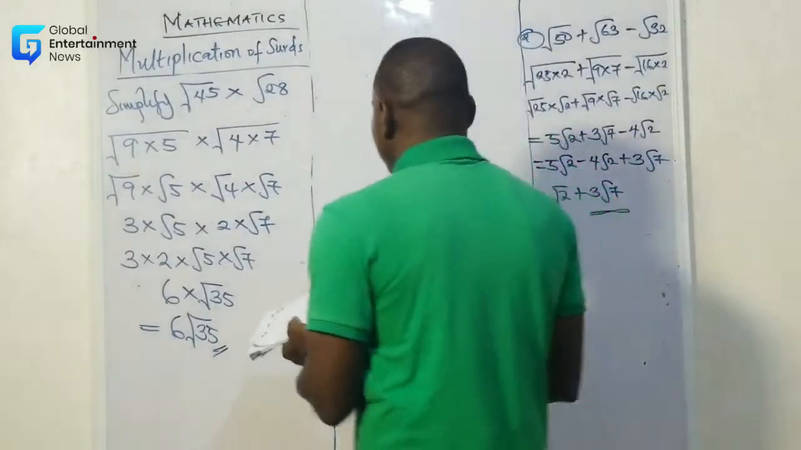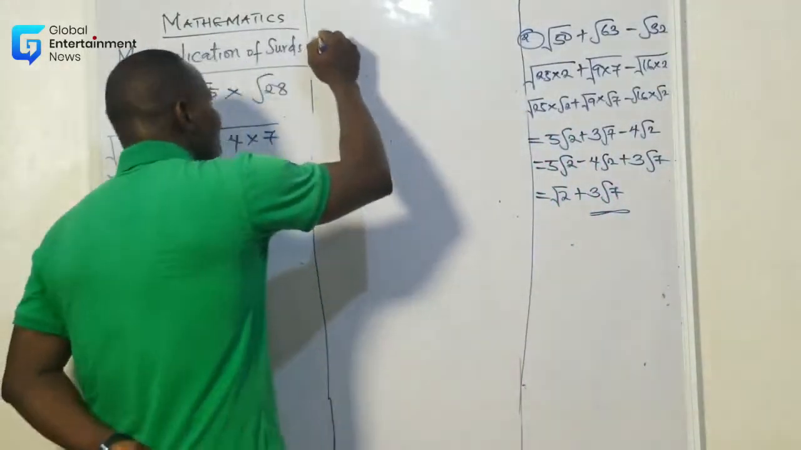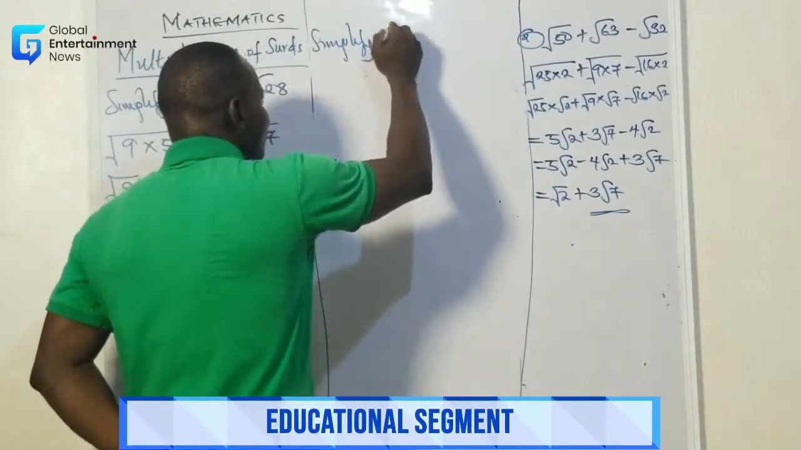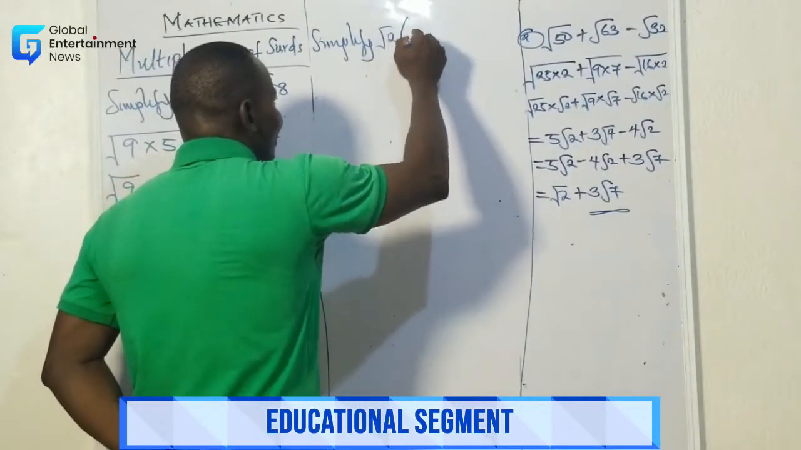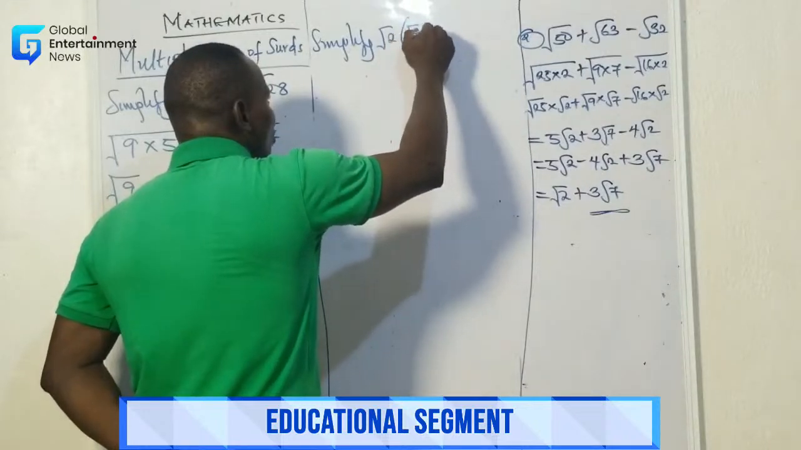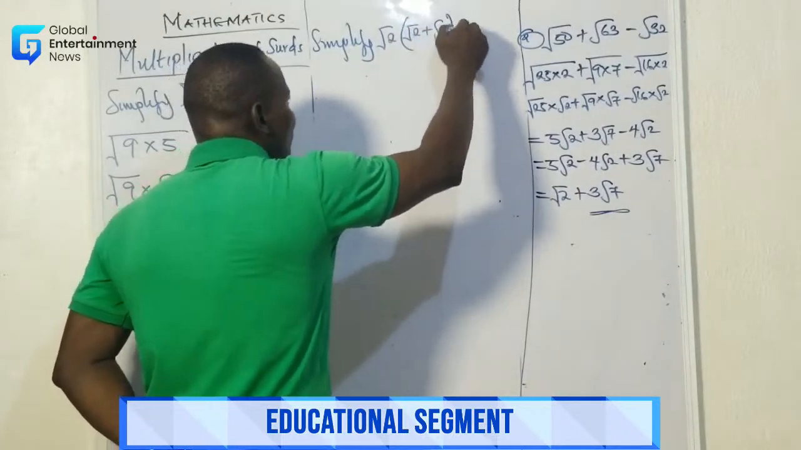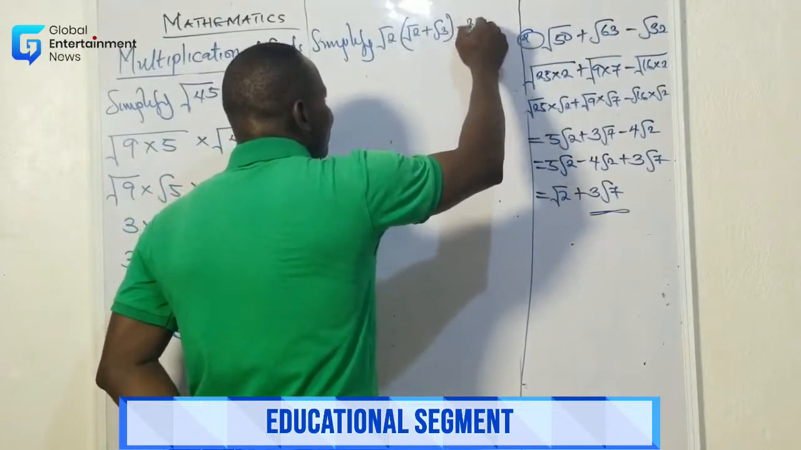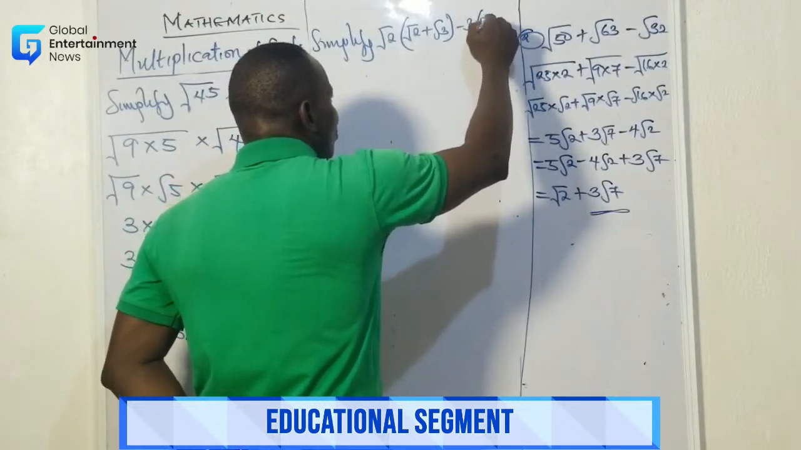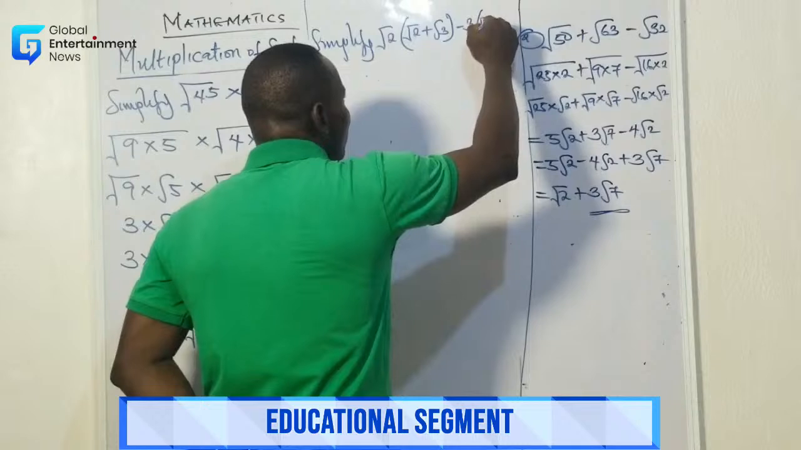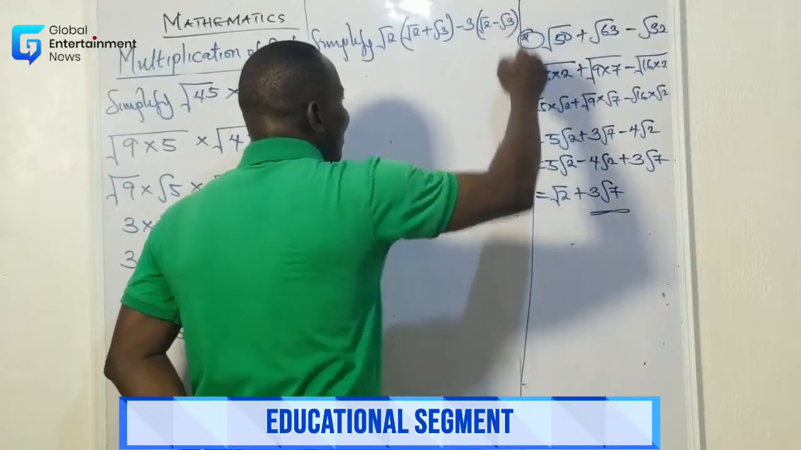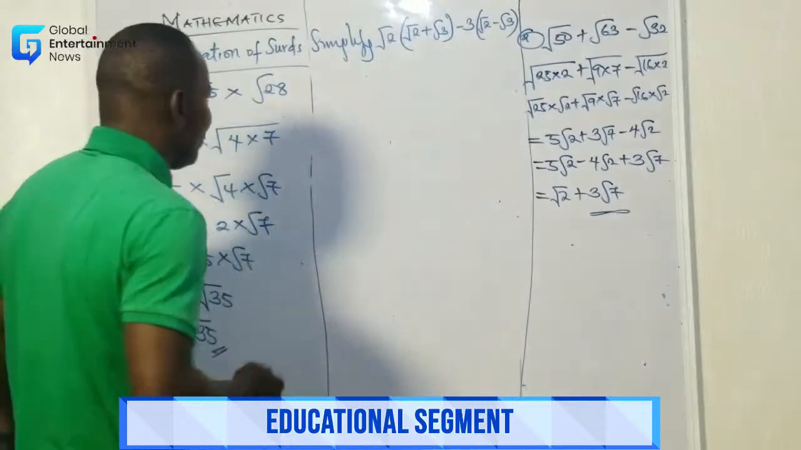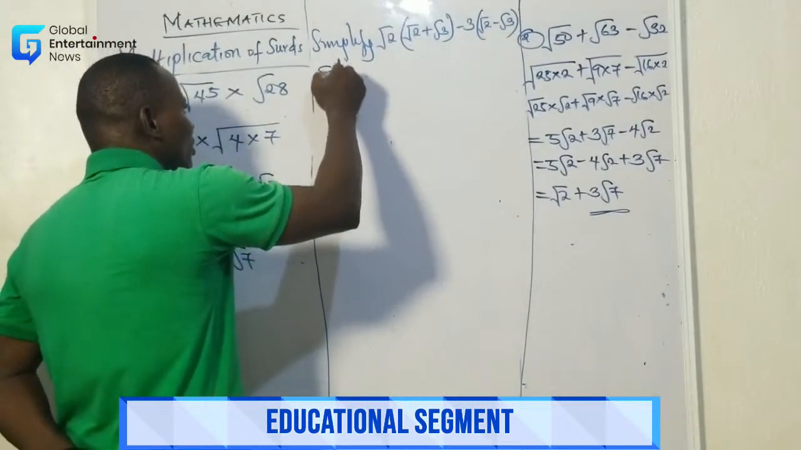Another example. The question says, simplify root 2 bracket root 2 plus root 3, minus 3 bracket root 2 minus root 3. Let's solve this question. Okay, what do we do? Let me write the question.